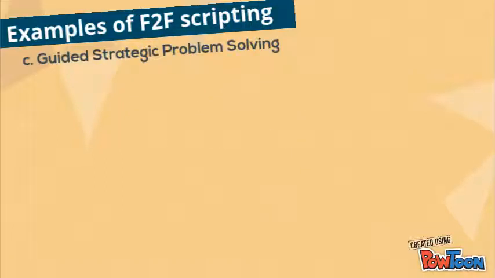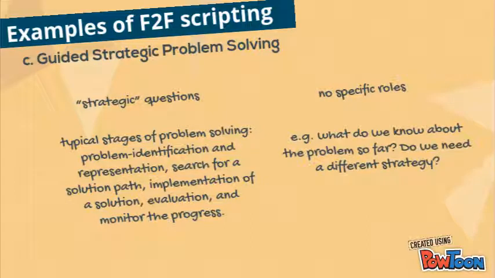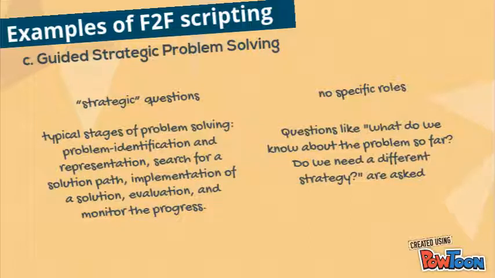Third, guided strategic problem solving. It is a sequence of strategic questions following typical stages of problem solving: problem identification and representation, search for a solution path, implementation of a solution, evaluation, and monitoring the progress. And here, learners do not have specific roles. Questions like, what do we know about the problem so far? Do we need a different strategy?